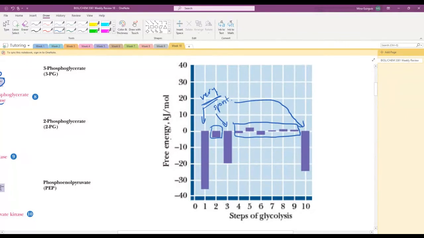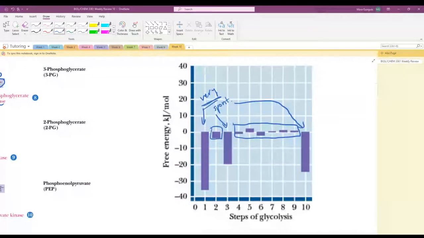So I want to pause and highlight this for 2 reasons. The first is that steps 1, 3, and 10, these are the steps that we need to regulate. Every other step, I mean, it can happen, but it's not going to cost us much energy, and it can just happen in reverse pretty easily.